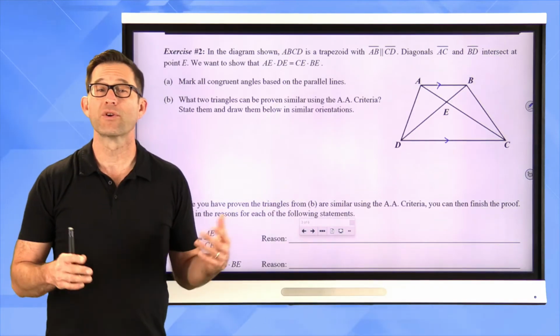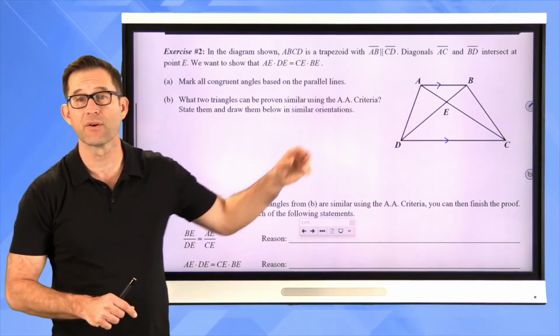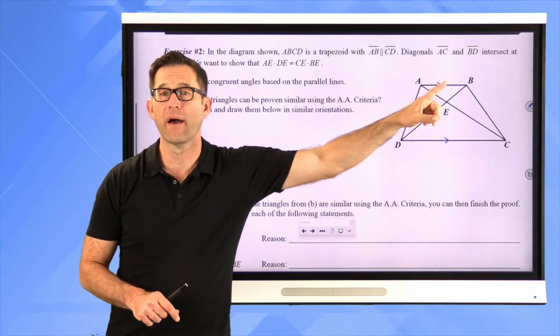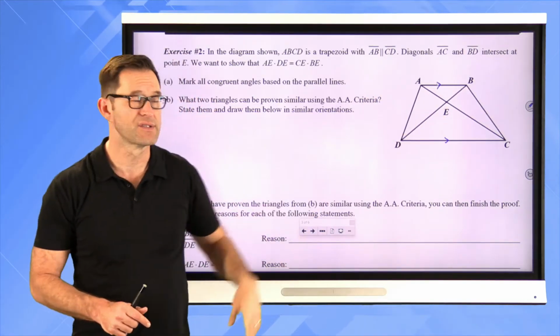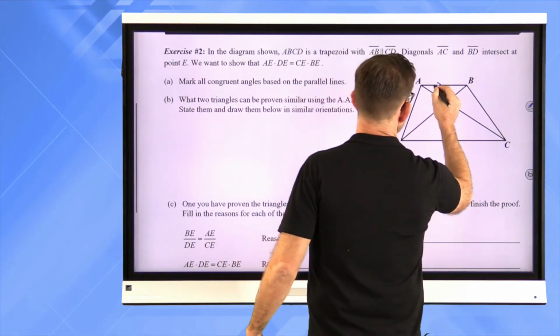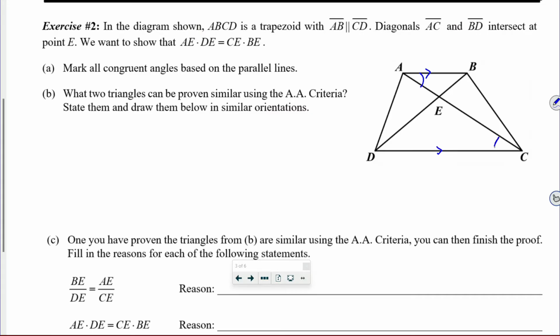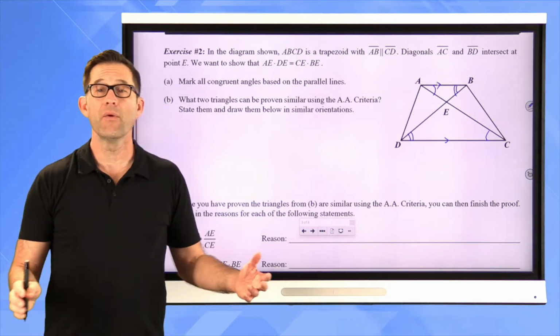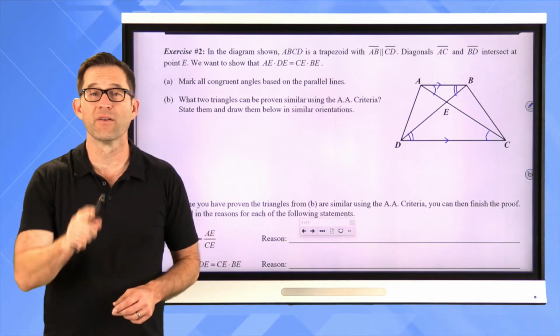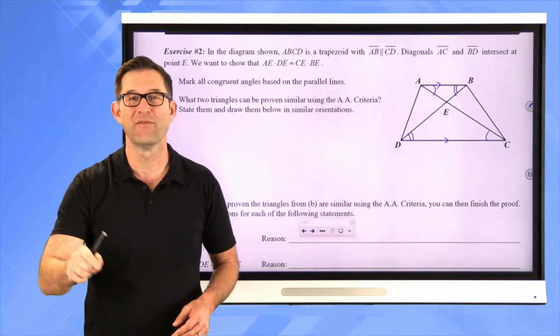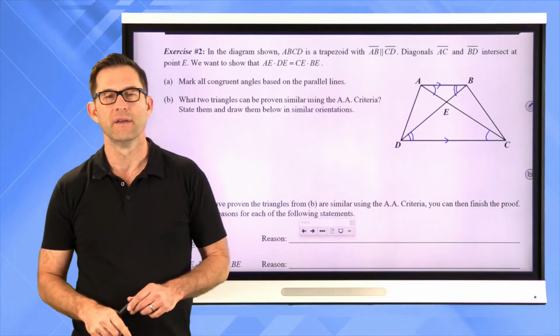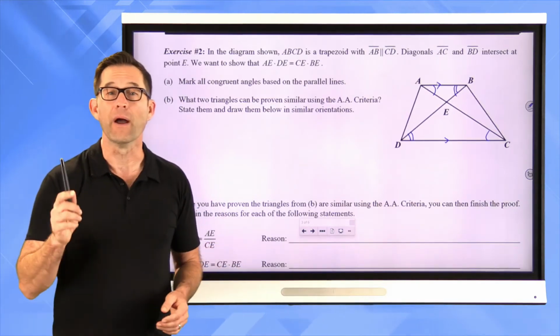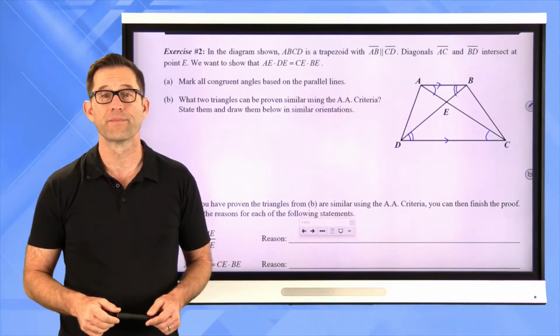All right, well, we're talking about alternate interior angles here, created by these parallel lines and the two diagonals. So, for example, this particular angle is congruent to this particular angle, and this particular angle is congruent to that particular angle. Again, they're just alternate interior angles. They're the angles of the Z, if you like. They're the Zorro angles. You probably don't even know that reference. Anyway, let's take a look at letter B.